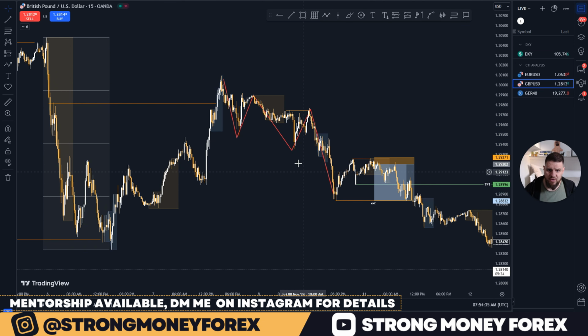So for me now it's just a case of I need to find areas that I'm going to be interested in taking trades from. Now the 15-minute is where I'm looking for these trades. So I'm taking a trade after a liquidity sweep. So I'm waiting for 15-minute highs to be invalidated like this, 15-minute highs to be invalidated like this.